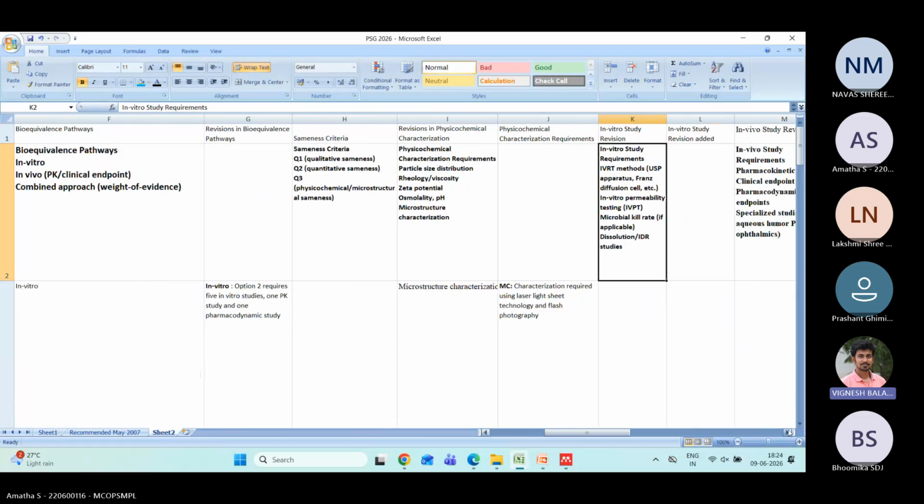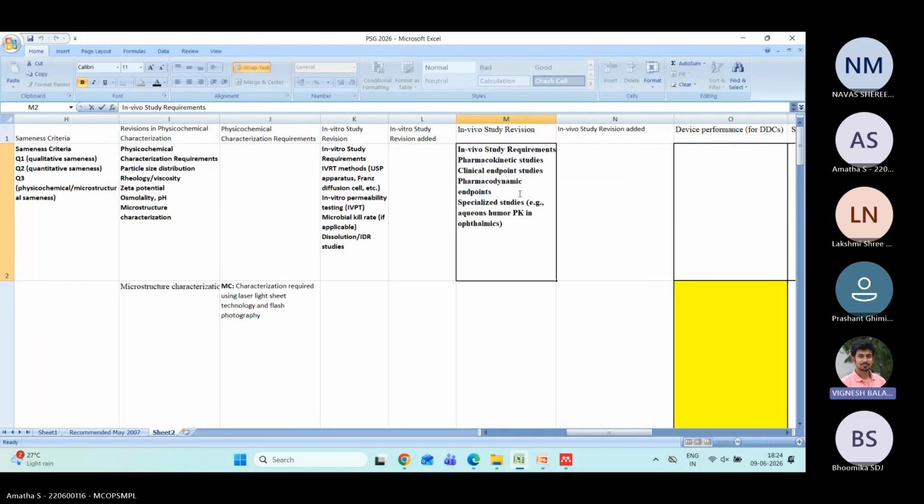Now coming to pharmacology, if you are looking at IVRT analysis, IVRT is a single column in my data extraction sheet. IVPT is a single column. Microbial killing rate is a single column. Dissolution is a single column. All this will give you the in vitro study report, so in vitro study report is the thematic analysis for this. Then in vivo, when you are looking, pharmacokinetic study is one, clinical endpoint, pharmacodynamic, then aqueous humor, like maybe ocular drugs are there, specialized studies are there. All these will come under in vivo study. So this analysis is going on, I haven't completed.